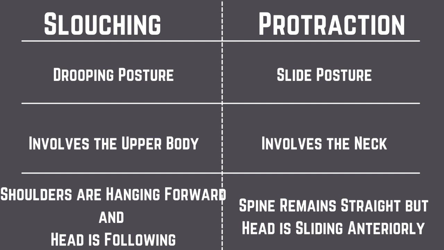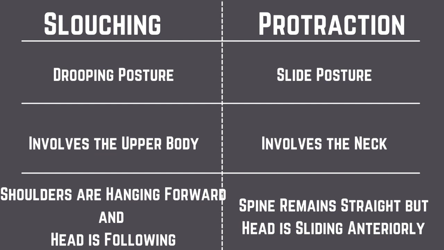Slouching is basically a drooping posture. It starts from the base of the upper body, and then it's like a domino effect. It can start from the hips, then go up to the shoulders, and then the head follows with this forward movement. Slouching is an upper body movement, and protraction involves only the neck. That's the big difference. Protraction is a slide posture, so it's only the neck that is moving.